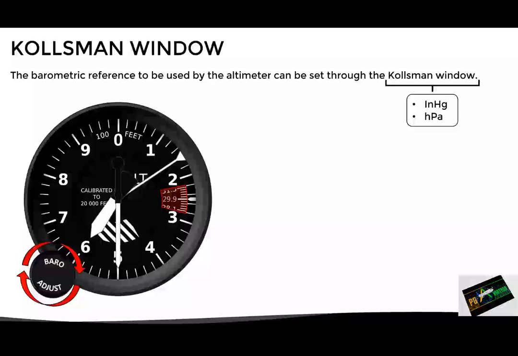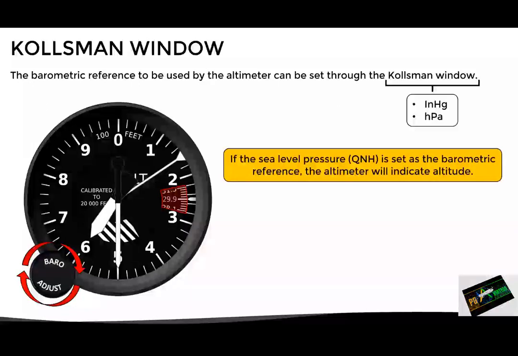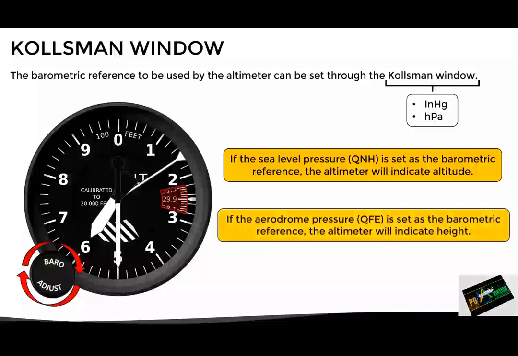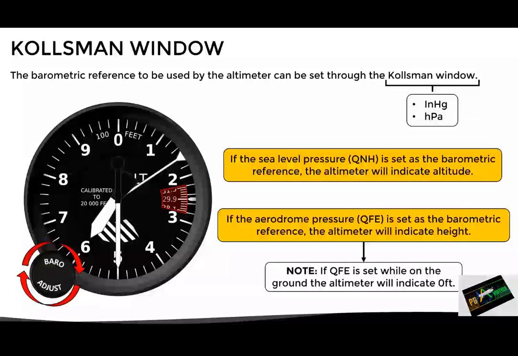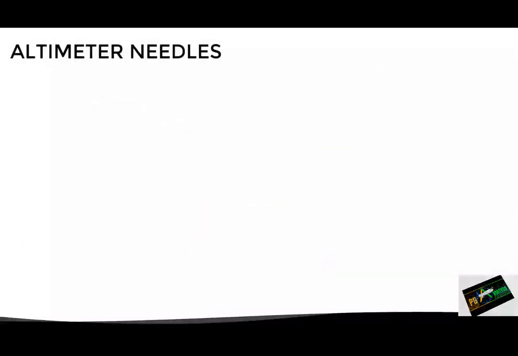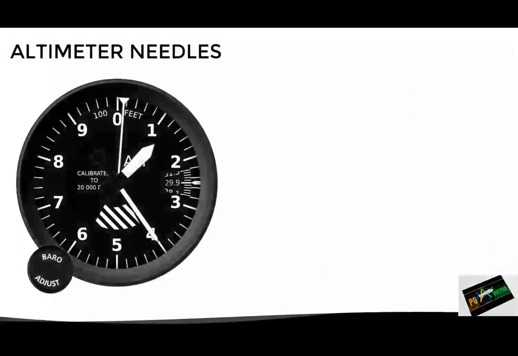So to summarize, if we adjust the QNH as barometric reference, the altimeter will indicate the altitude above mean sea level. While if we adjust the QFE as barometric reference, the altimeter will indicate the height above the airport. It is therefore logical that if we adjust the QFE of the airport while on the ground, the altimeter should indicate 0 feet. Now that we have seen how the altimeter works, let's see how the needles of the instrument are interpreted. First of all, let's see which are the different needles we will find in the dial.